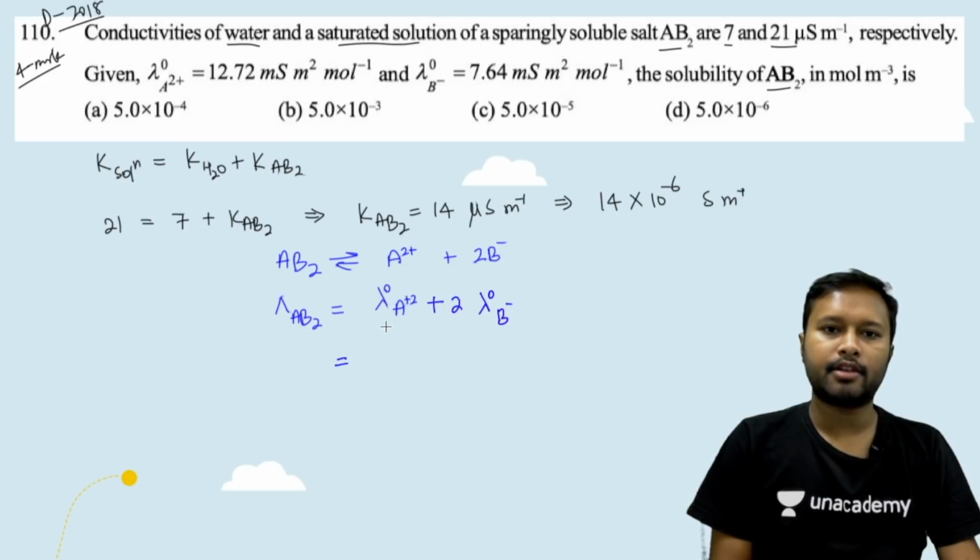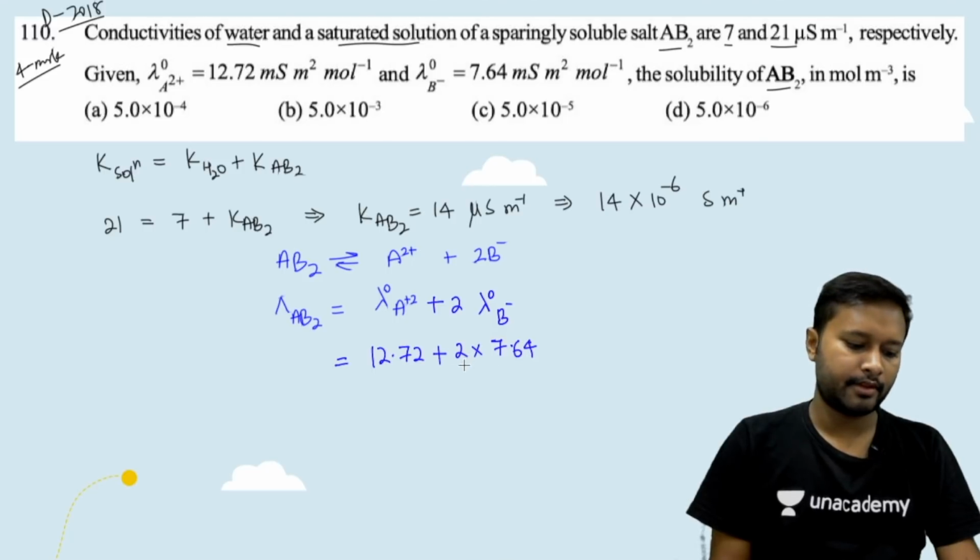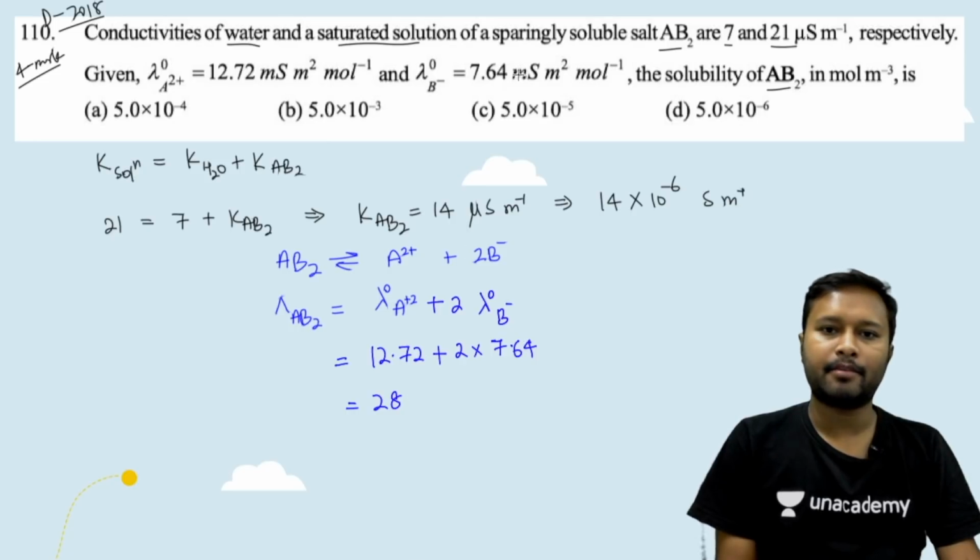So put the values here. It was given to me as 12.72, plus 2 times 7.64. If you solve this, you are going to get 28. These values are in millisiemens, so it will be millisiemens per meter square per mole. So you can write it in standard units as 28 into 10 to the power minus 3 Siemens meter square per mole. That's what you are going to get here.